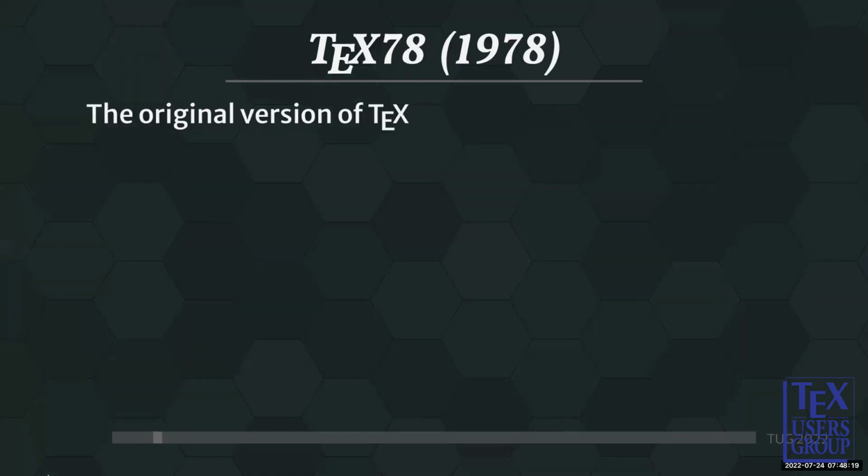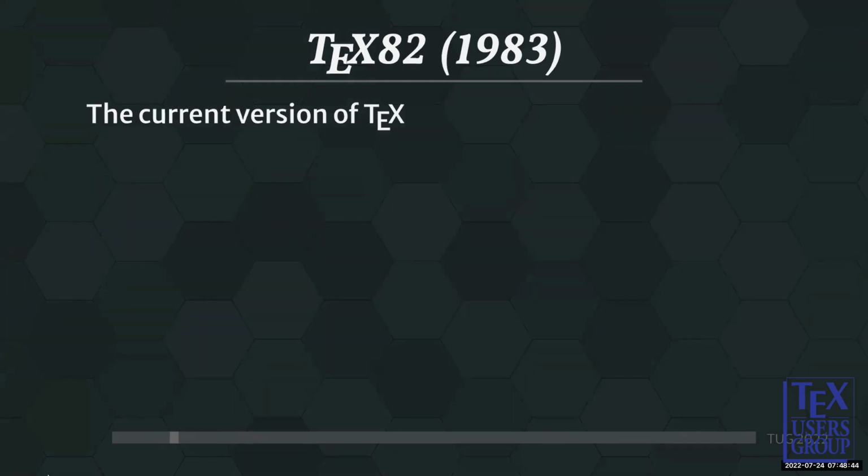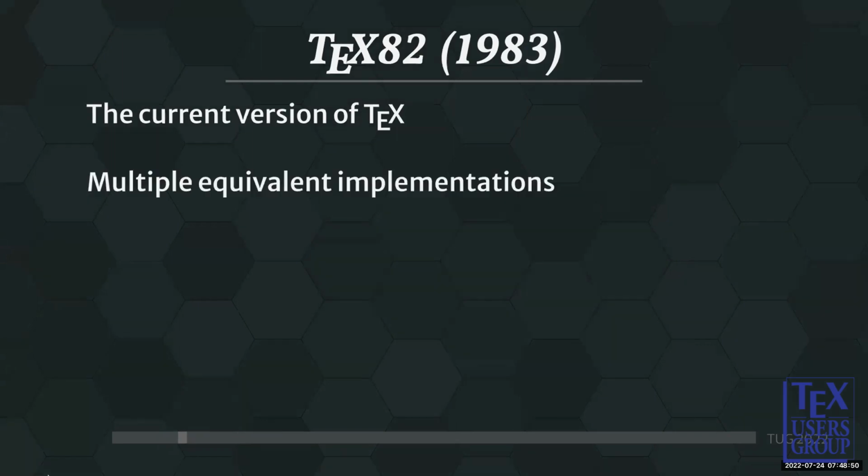The original version of TeX is TeX78, and it is completely impossible to run now. The source code is conveniently available, but there aren't any good emulators for it. Believe me, I've tried pretty hard to run it, but I just haven't been able to find any decent emulators. It was released in 1978, and you can't really do much with it. The current version of TeX is called TeX82, which was released in 1983, of course. There are multiple equivalent implementations of it because it was written in a highly portable dialect of Pascal. And of course, there's the famous trip test to make sure that all the implementations produce the exact same results.